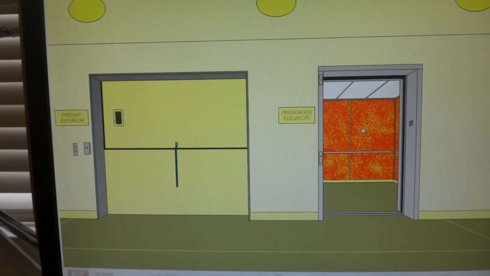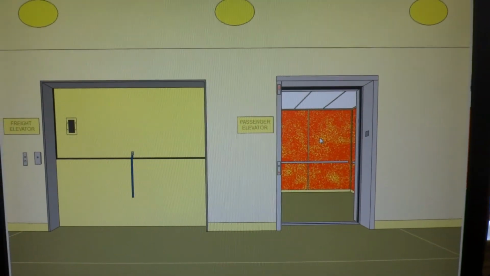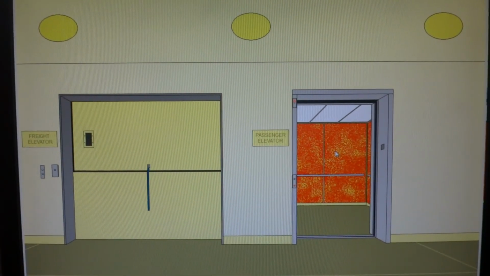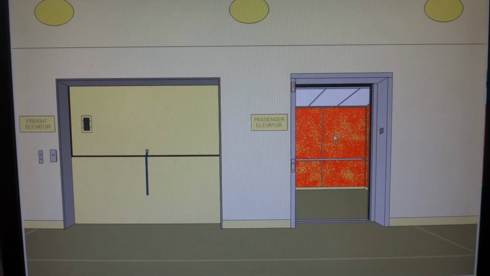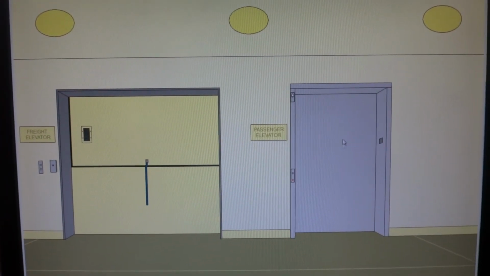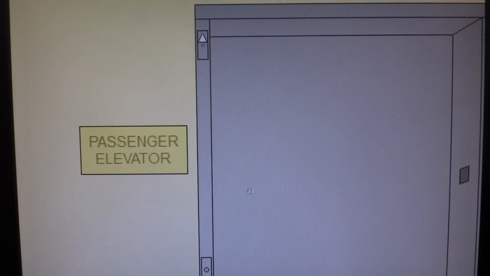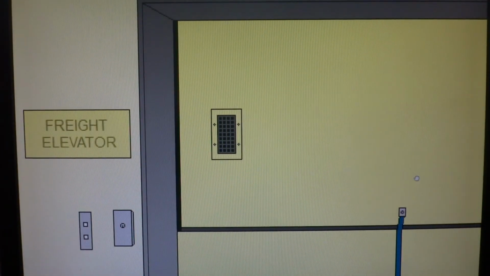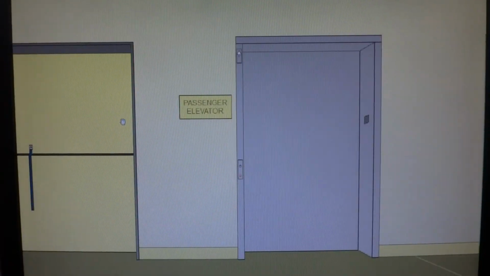Look at that freight elevator right there. I don't even have a freight elevator right near a passenger. There it goes. So that's the passenger elevator. That's a freight elevator. Alright. I guess that's it.